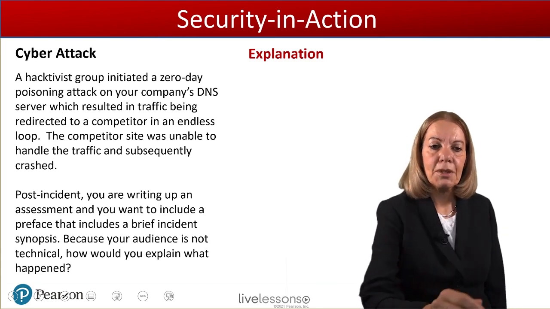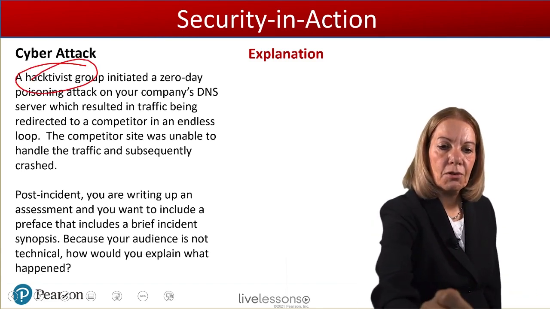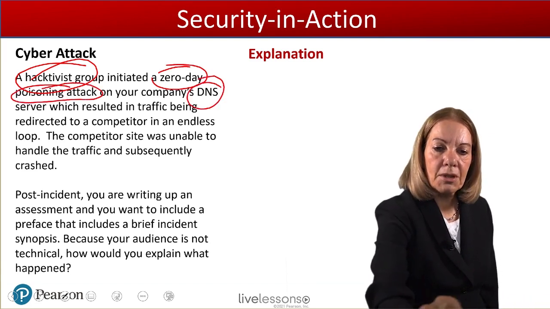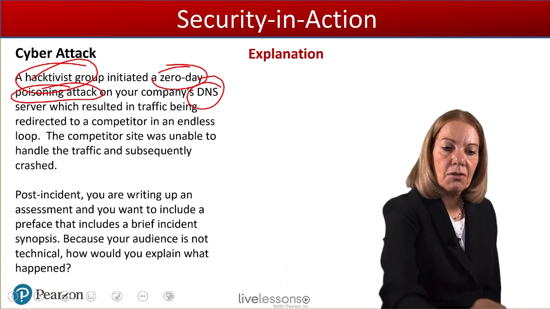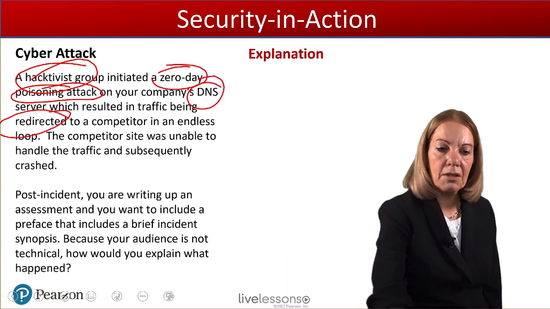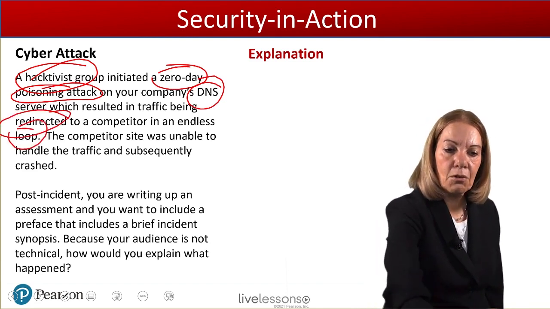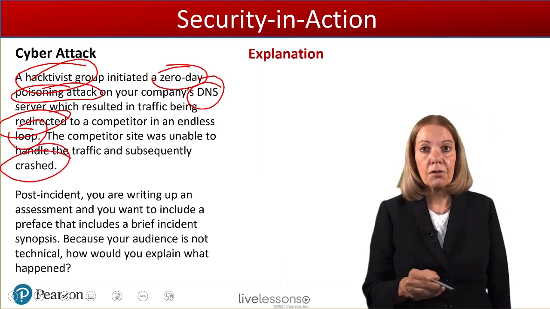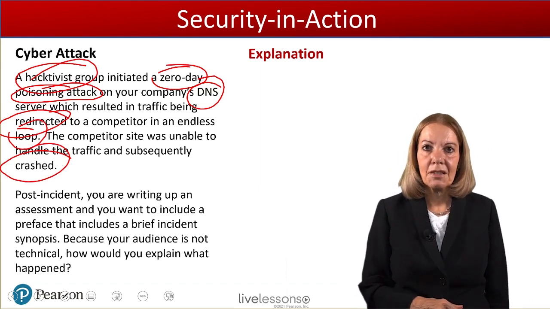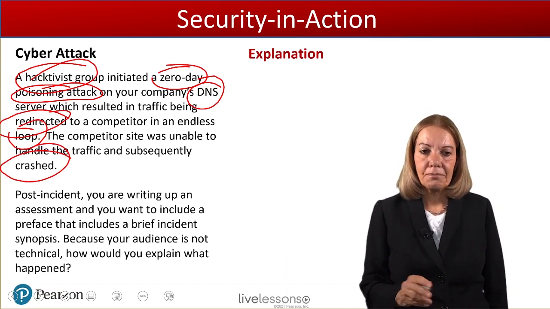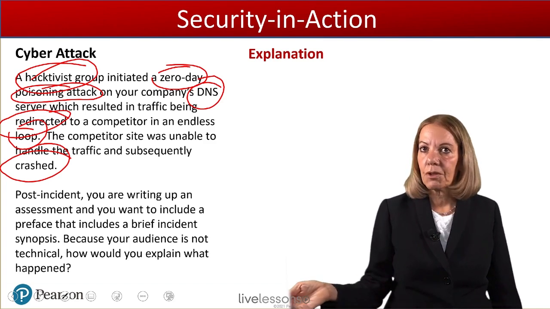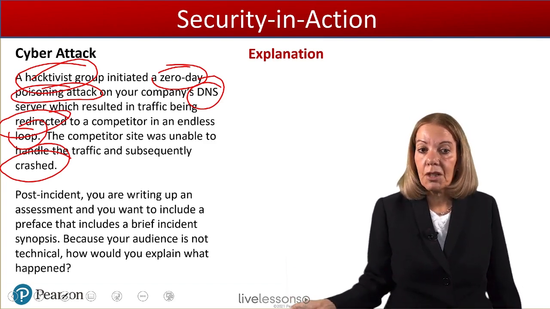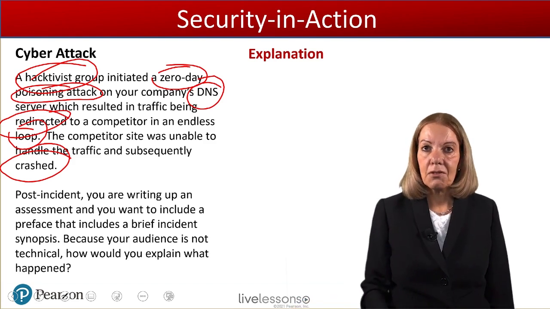Let's dissect this a little bit. So we were attacked by a hacktivist group. It was a 0-day poisoning attack on your company's DNS server, which resulted in traffic being redirected in this crazy endless loop, which caused our competitor's site to crash. It also caused traffic to move away from our site. So how are we going to explain this? Well, let's start from the very beginning. What's a hacktivist group? What's 0-day? What's poisoning? What do we use DNS for? What does it mean that the system crashed?